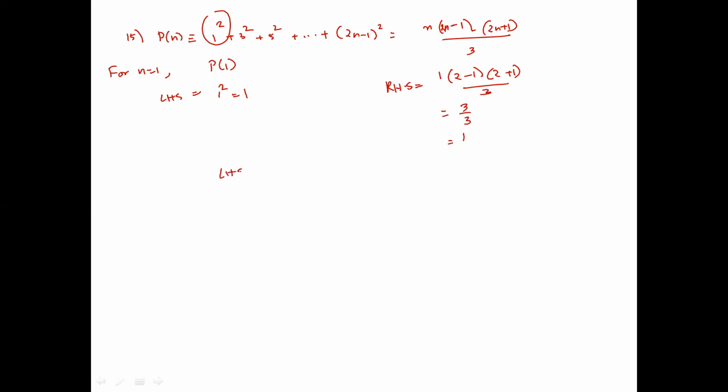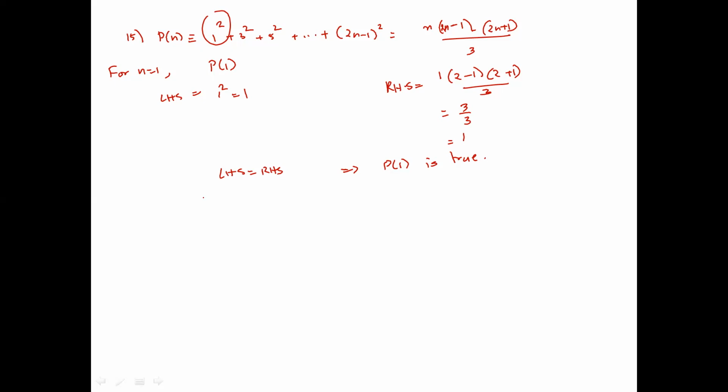Because both left hand side and right hand side you got same answer 1. You can say that P of 1 is true. That means whatever formula is given, if n equal to 1, it is true. But I can't prove for n equal to 2 it is true or not.